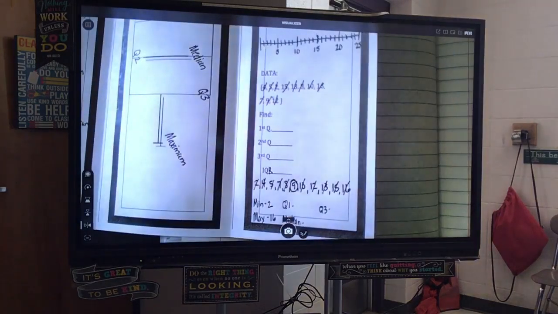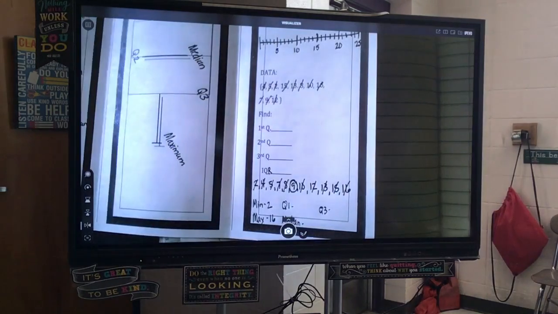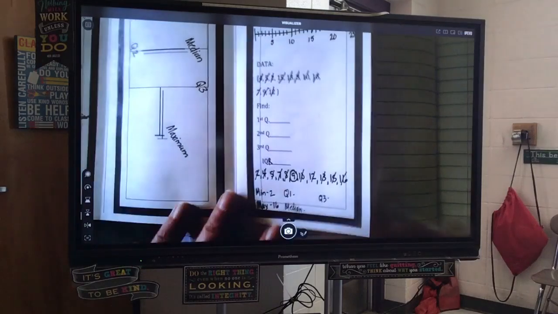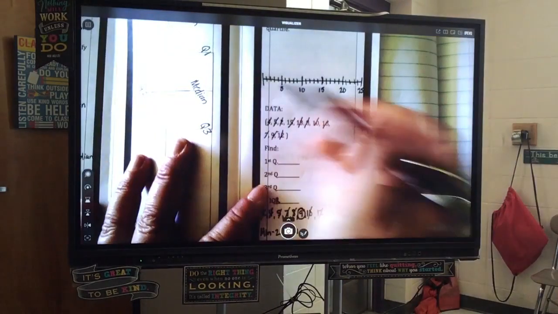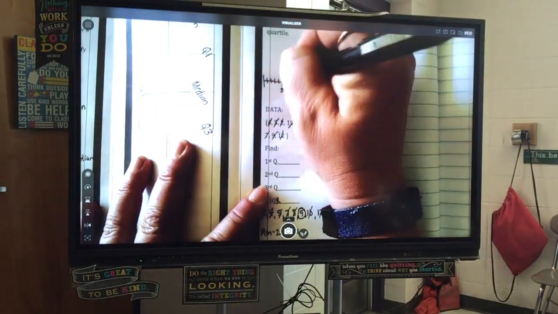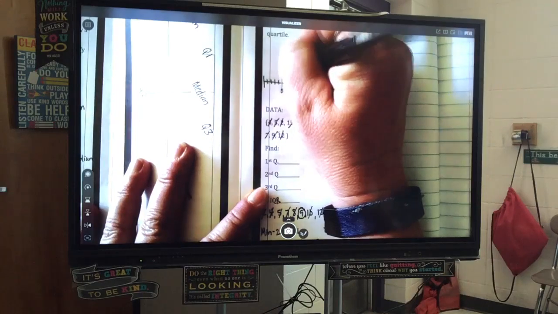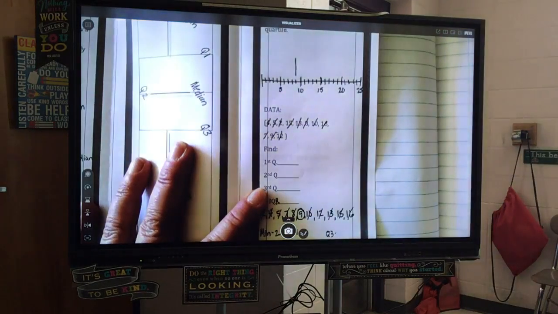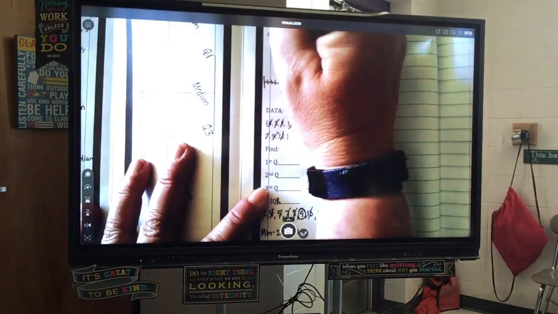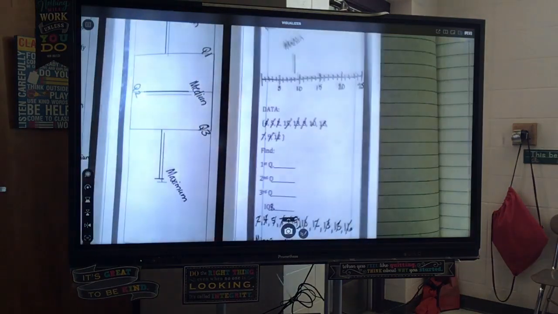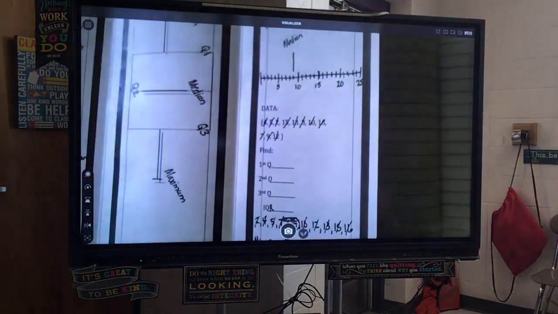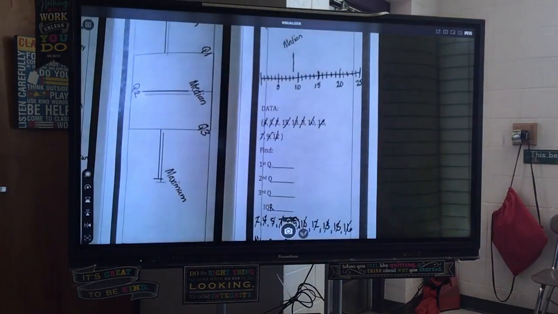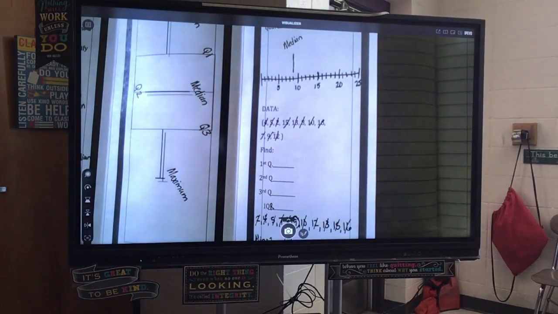Alright, raise your hand when you have found your median. Alright, Hunter, what's the median? 9. So right now, I know my median. I'm gonna go up to my number line that I just created, and above 9, I'm going to draw a line, just like this. And I'm going to label it median. So it's above 9 on my number line, not on my number line. Sometimes you'll see it on the number line, sometimes you won't.